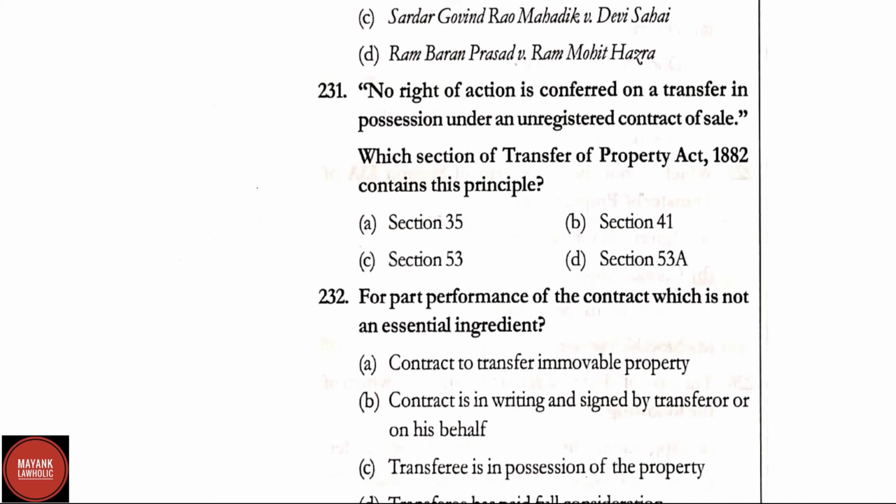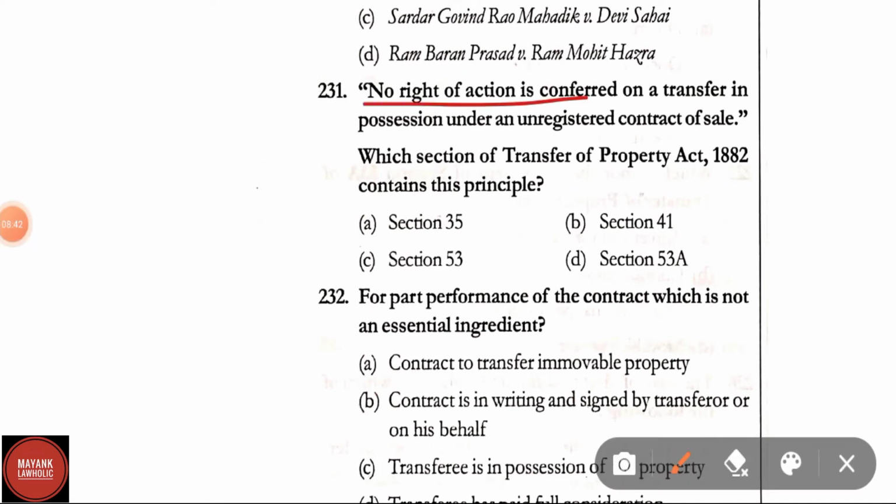Question number 231. No right of action is conferred on a transferee in possession under an unregistered contract of sale. Which section of TPA contains these principles? Options are section 35, section 41, section 53, section 53A. Correct answer is section 53A.